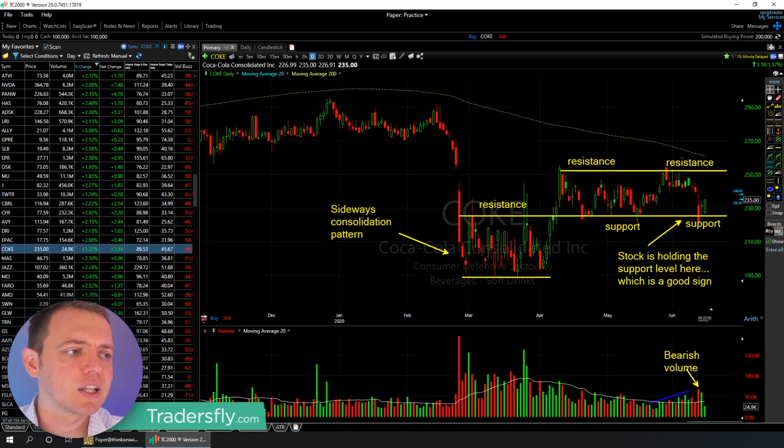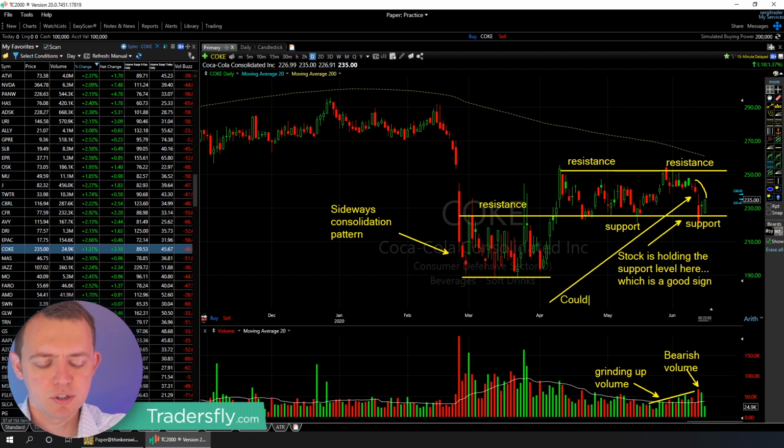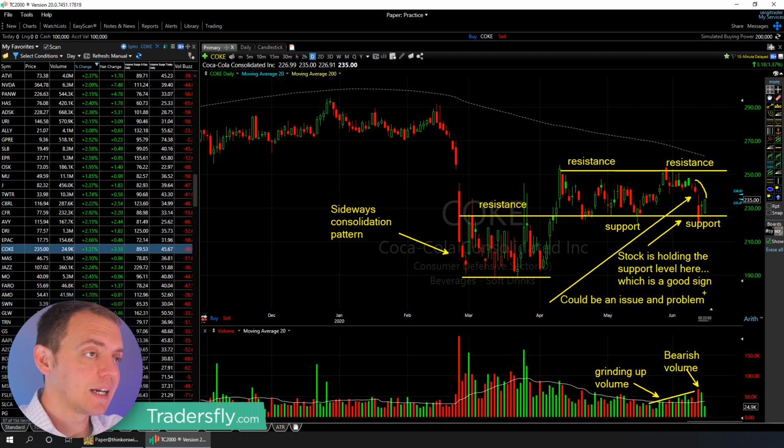The volume's not there. We are slightly grinding up in volume, but not anything amazing or exciting. So I'm a little concerned with this big downward movement. That could be an issue and a problem. So be a little more careful here, because this stock may be trying to break down. For now, it's holding, and that's a good sign. But if it does attempt to keep breaking and keep hitting lower and lower, trying to knock on that support, that could be a big issue to watch out for.